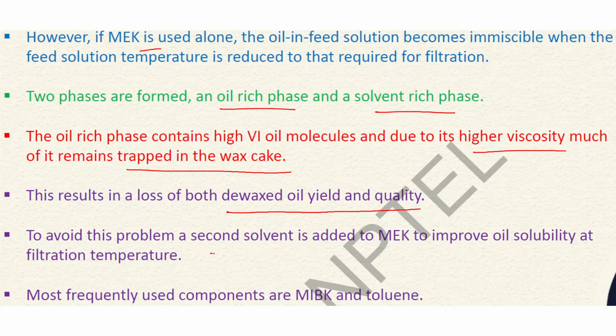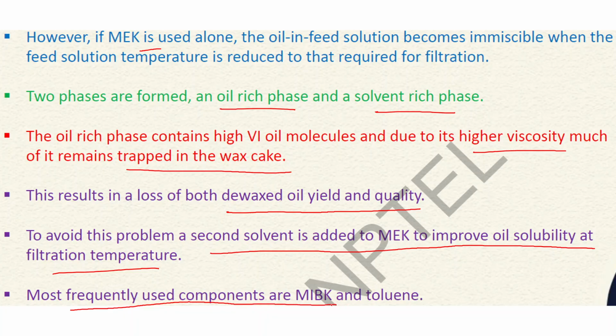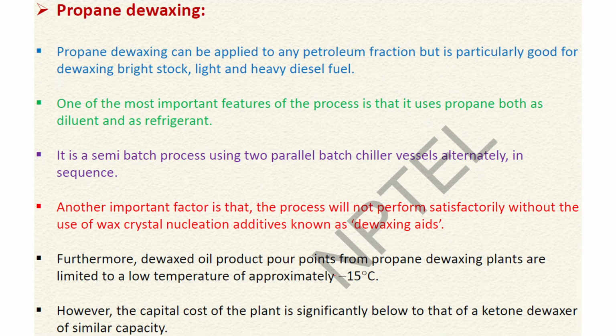So to avoid this problem, a second solvent is added to MEK to improve oil solubility at filtration temperature. Most frequently used components are MIBK and toluene. Coming on to propane dewaxing, it can be applied to any petroleum fraction but is particularly good for dewaxing bright stock, light, and heavy diesel fuel.